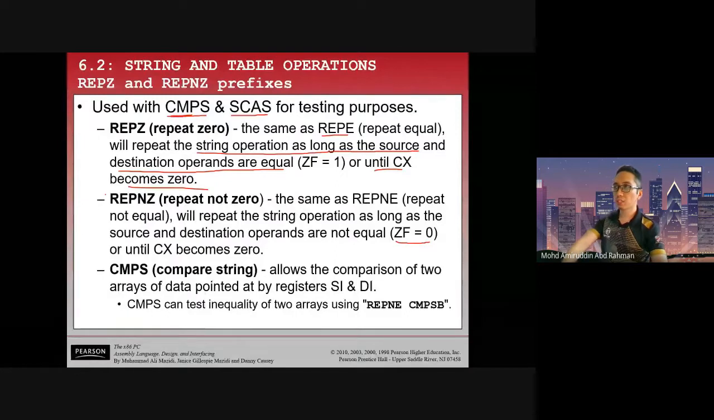So we have the instruction CMPS. CMPS stands for compare string. CMP is compare, S is for string. It allows the comparison of two arrays of data pointed at by registers SI and DI. CMPS can test inequality of two arrays using REPE. CMPSB, B is for byte.